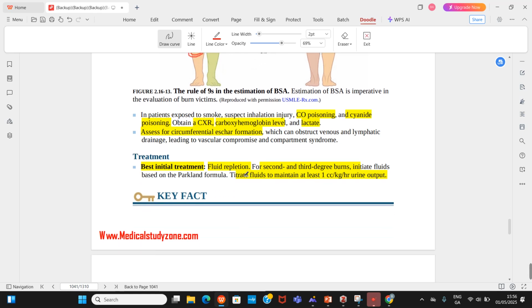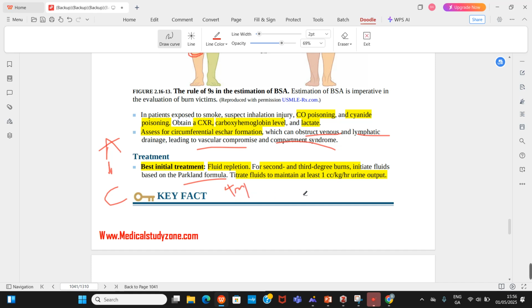They can obstruct both the venous and the lymphatic drainage, leading to vascular compromise and compartment syndrome. Very important. So how do you treat burn injury? ABCD. You've done your airway, you check for the breathing. Now it's time to give fluid. So how do you know the fluid to give? Use the Parkland formula: 4 ml per kg per body surface area.